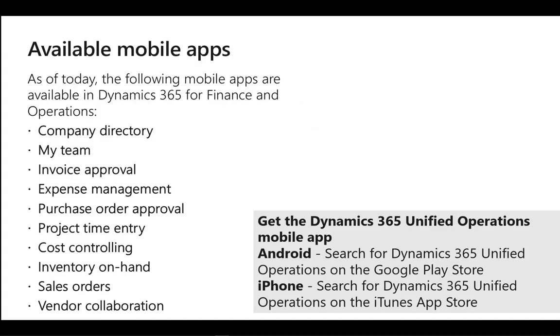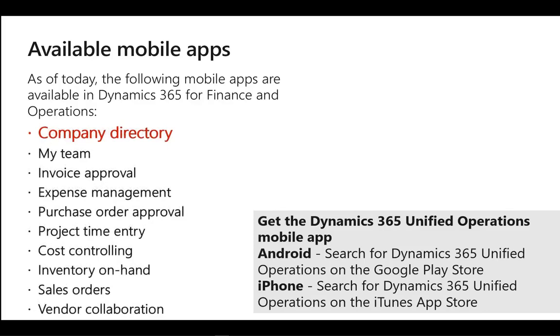Following are out-of-box mobile apps available as of today in Microsoft Dynamics 365 for Finance and Operations. Let's first look at Company Directory, which allows us to view and contact other employees in our organizations. My Team: we can view our direct reports and extended staff, as well as send emails to individuals in our reporting chain.